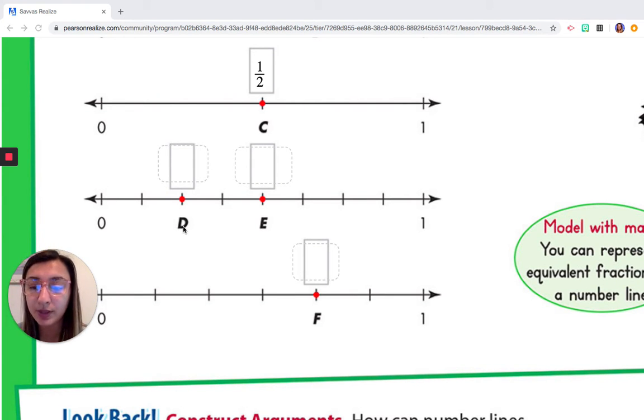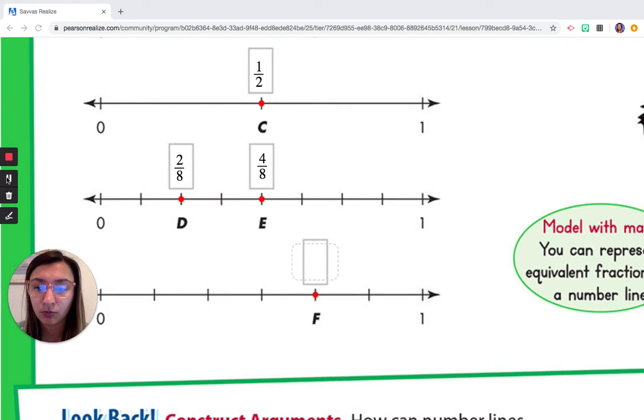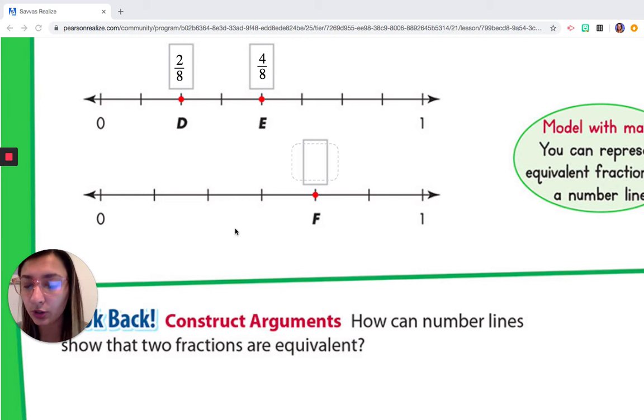Next one, we're going to count how many to find our denominator. We'll start with D and then we'll go to E. So here we have 1, 2, 3, 4, 5, 6, 7, 8. So we know that we're working with eighths. Let's see how many we have to go in. 1, 2. So D is going to be 2/8. And then we can just keep going. 3/8, 4/8, and we're going to put that in E. So we have that one done, and then we just have to do F.